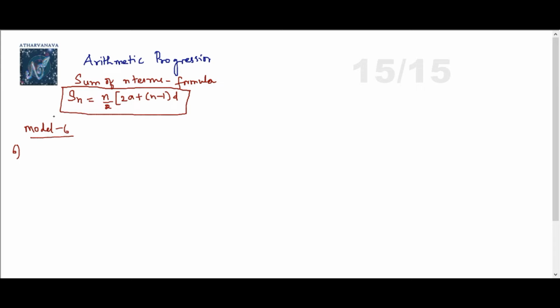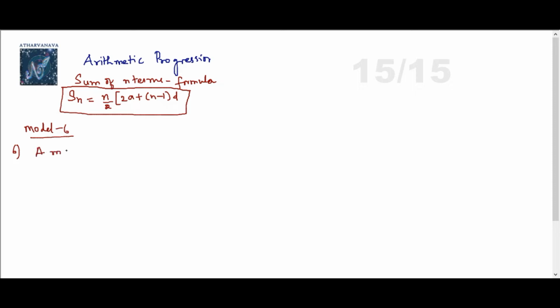A man repays a loan of rupees 3250 by paying rupees 20 in the first month and then increases the payment by rupees 15 every month. How long will it take him to clear the loan? So I'm writing that question here.